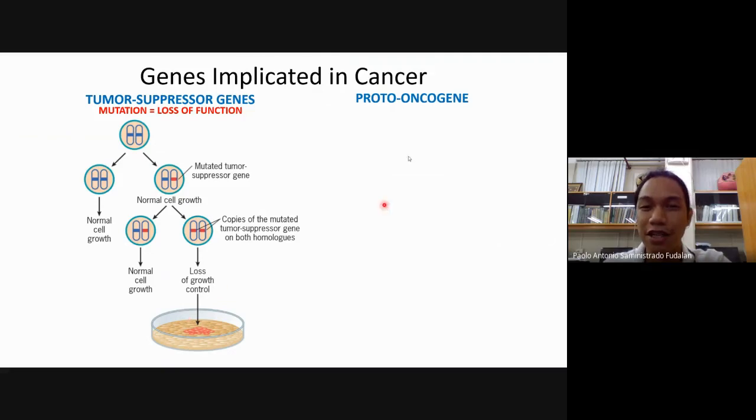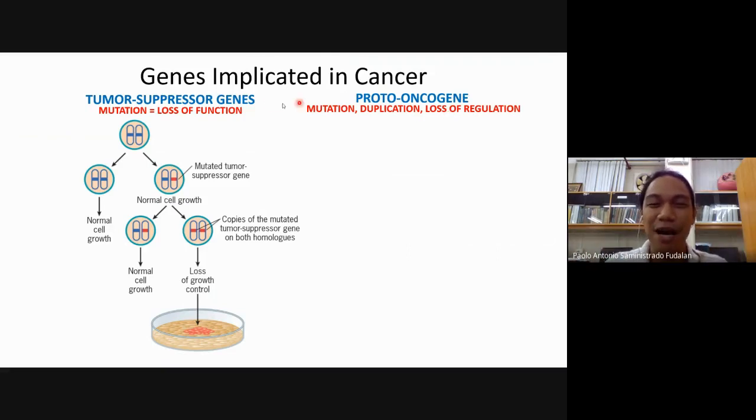The other gene type implicated in cancer are the proto-oncogenes. What are proto-oncogenes? These genes function in, say, cell division, gihapon, control in cell division. Okay? But proto-oncogenes, once they are mutated, or once they are duplicated, or once they lose their regulation, okay, they will continue doing their purpose in cell division that will enhance cell division.